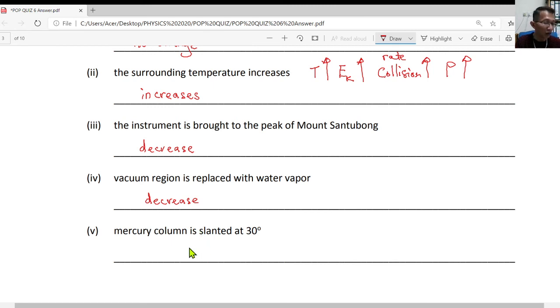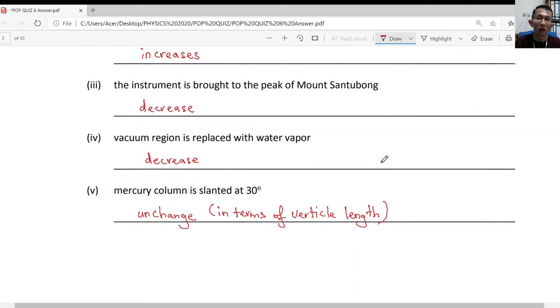Okay, so for this one we have answered it just now. There will be a change, no change. Okay, here we are talking about in terms of vertical length. All right, hope you can understand my explanation there.